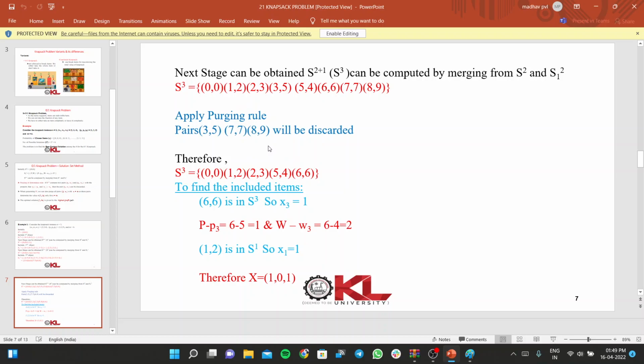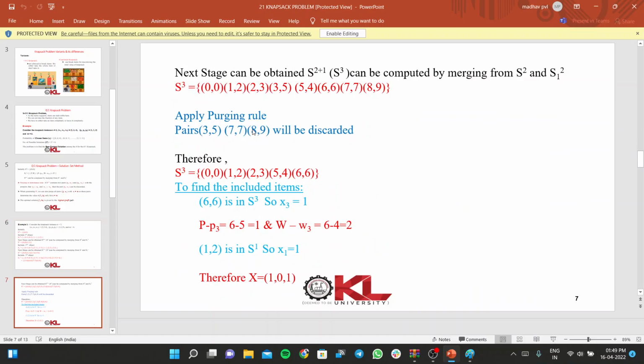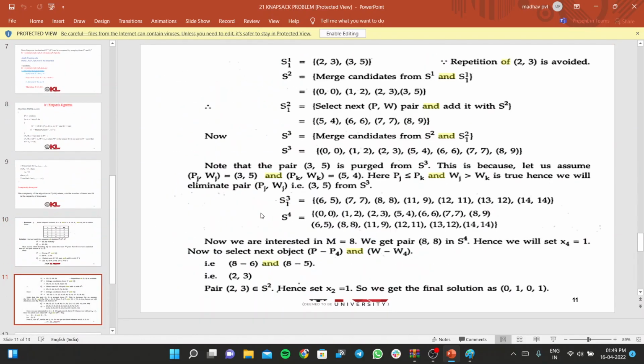This is because the weight should be m of 6, but here it is exceeded. (3,5), I think the weight of 3 is there, but we need to consider the value of 6. I don't know why it is removed, but these two had exceeded the weight. So now we need to do for the remaining values, like I will just show you in this example.